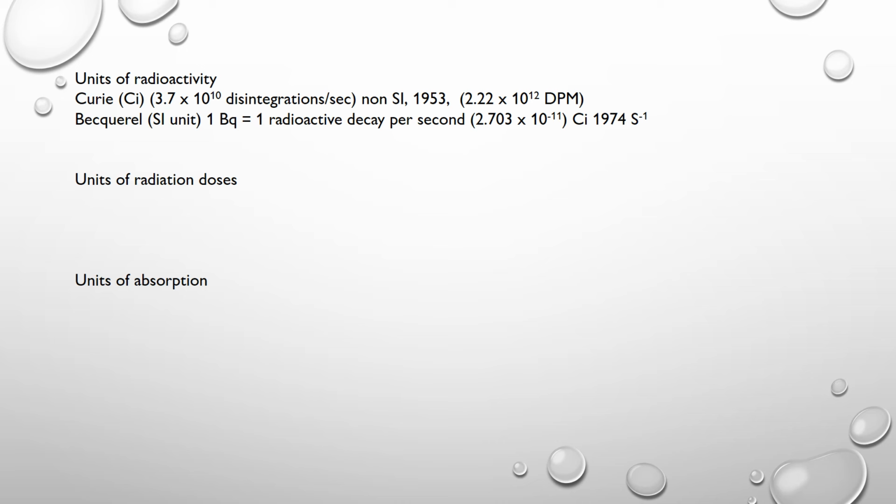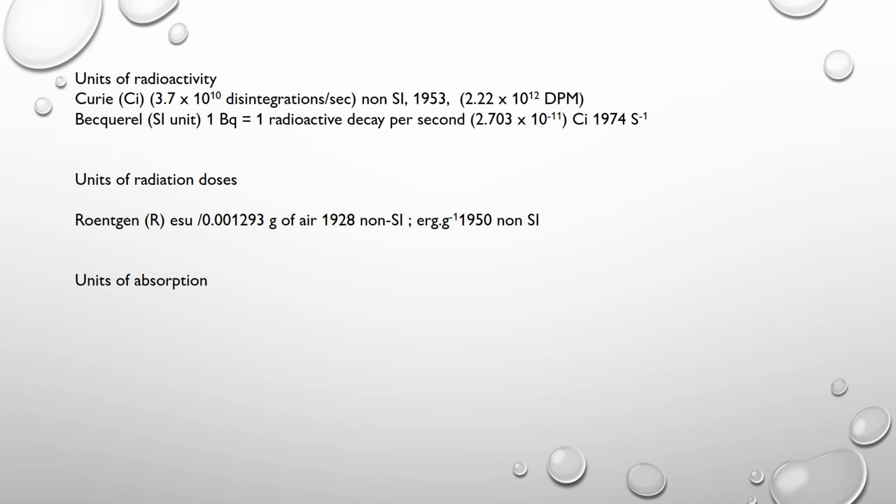Becquerel is an SI unit for measuring radioactivity. 1 becquerel is equal to 1 radioactive decay per second, which is equivalent to 2.703 into 10 to the power -11 Curie. It was introduced in 1974, and its unit is per second.